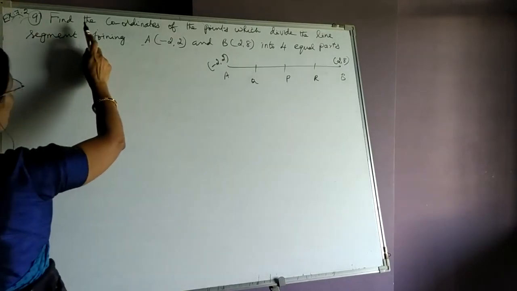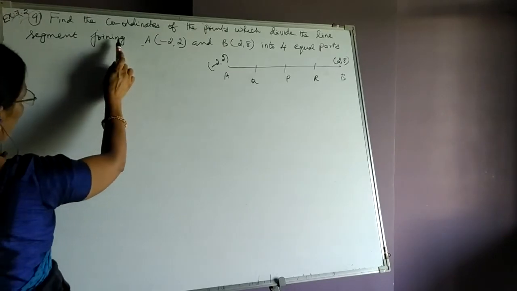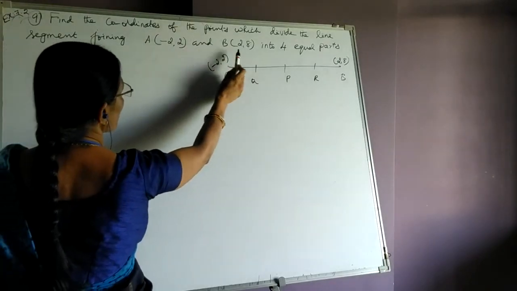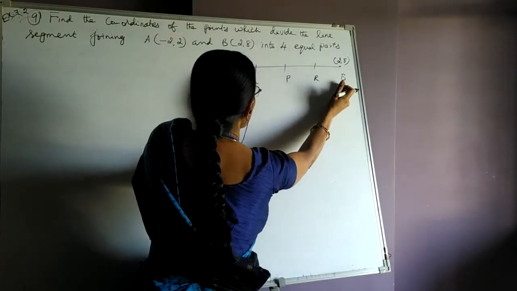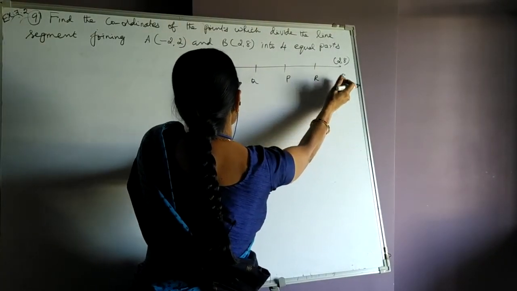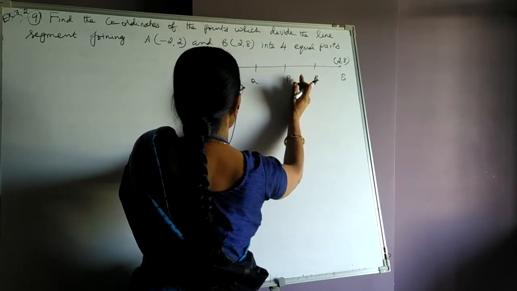Ninth question is, find the coordinates of the points which divide the line segment joining A(-2, 2) and B(2, 8) into 4 equal parts. This AB should be divided into 4 equal parts. To divide into 4 equal parts, remember 3 points should be taken in between.